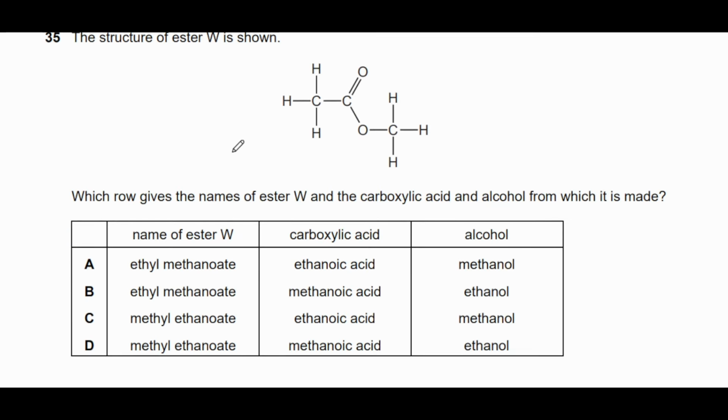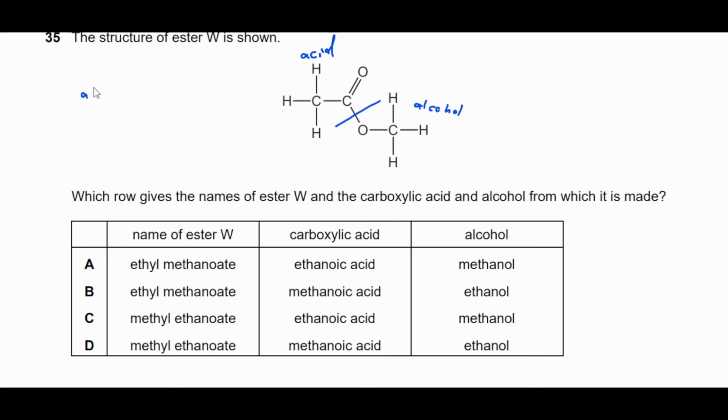Structure of ester W is shown. Which row gives the name of ester W and the carboxylic acid and alcohol from which it's made? So first, let's name the ester. The carbon connected to the single bond O without the double bond will be the alcohol part, so the alcohol part goes in front. Since it's 1 carbon, it will be methyl. So it will be methyl ethanoate because if you cut here, this is the ester bond. If you cut the ester bond, this part is the alcohol, this part is the acid. When naming an ester, the alcohol part must be in front.